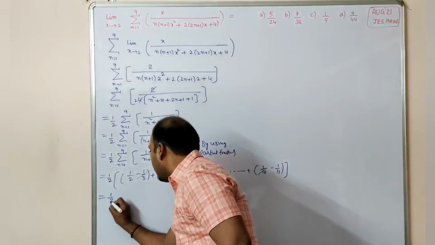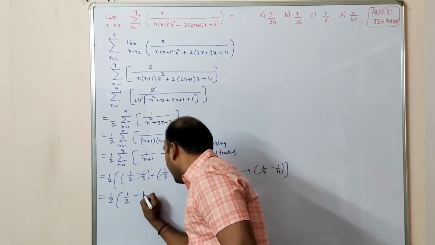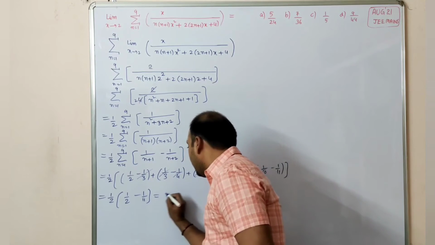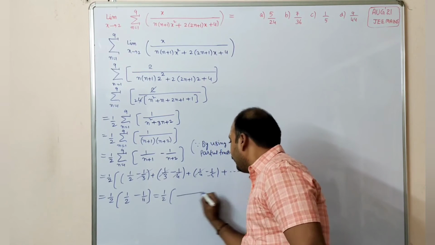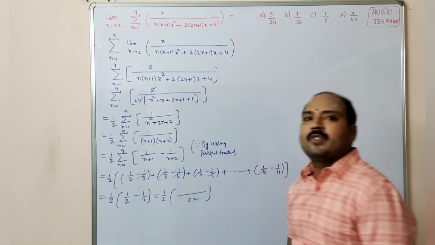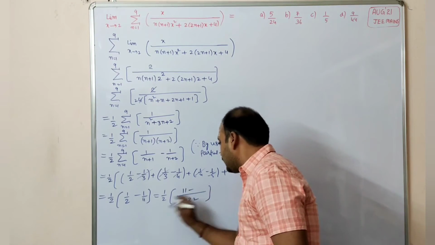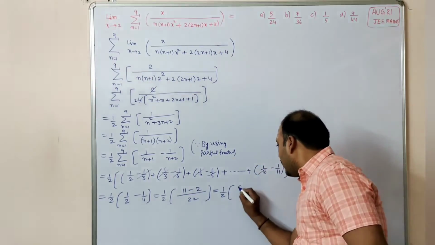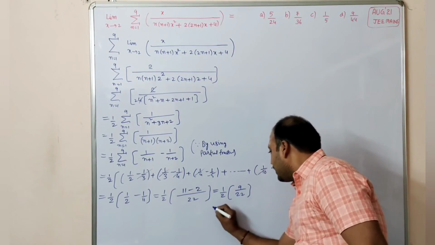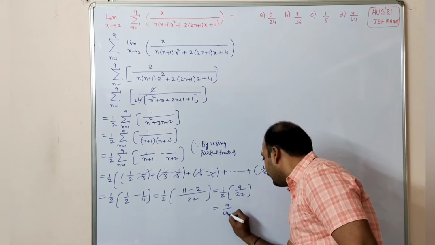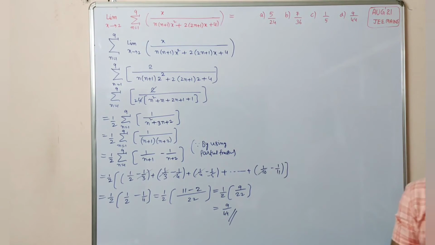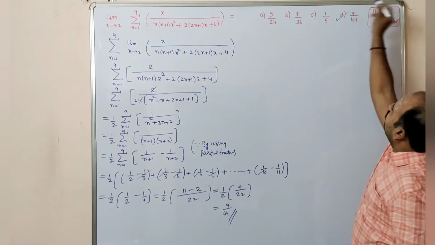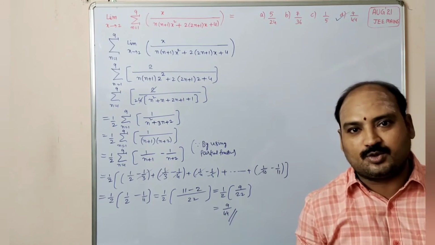So it becomes 1 by 2 into (1 by 2 minus 1 by 11). So taking LCM here, 22 is the LCM: 11 minus 2 is 9, which is equal to 1 by 2 into 9 by 22, which is equal to 9 by 44. So this is the way the problem you have to do, dear students. So 9 by 44 is the right answer, which is there in the fourth option. We will move to the next question.